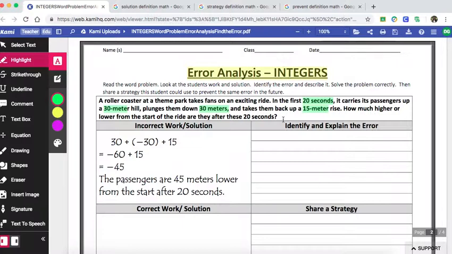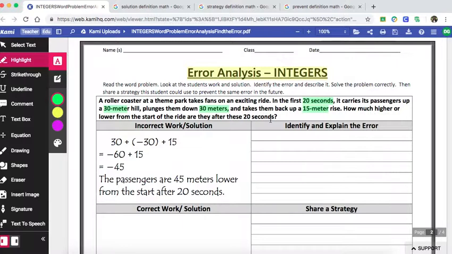It says, how much higher or lower from the start of the ride are they after these 20 seconds? So one of my predictions was sort of close. This is showing how important it is to read the question rather than just assuming. But I do think my prediction has given me a better understanding of the question. The question wants me to account for how high or perhaps how low the roller coaster is placed by the end of the 20-second sequence of ups and downs.